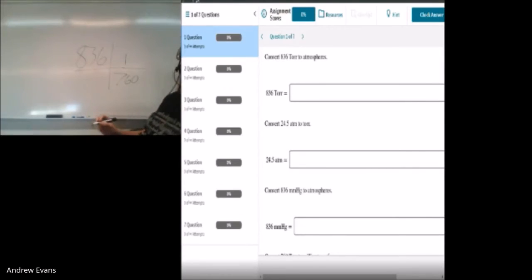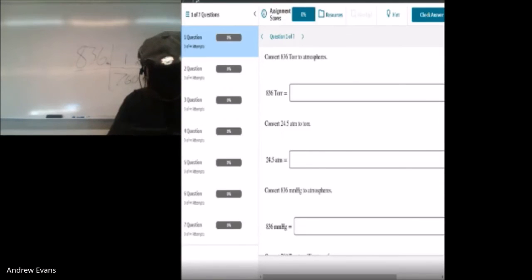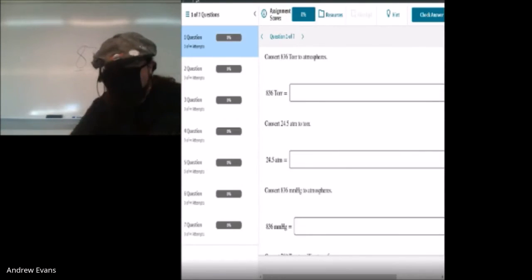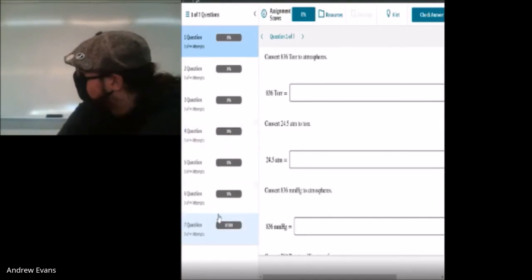Okay, sorry, I'm blocking it. So we're setting that up. So torr to ATM, because they're asking us to convert torr into atmospheres. I'll do just the top one, and we'll look at maybe one more, but divide by 760. So that's 1.1. You may have slightly different numbers. Keep in mind, you may have slightly different numbers, so don't just think you can copy down.